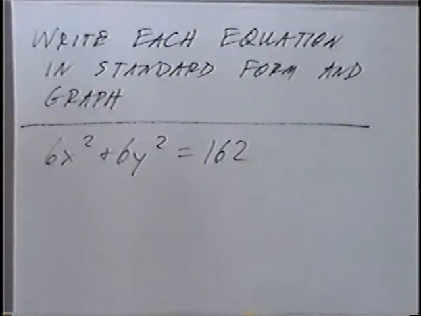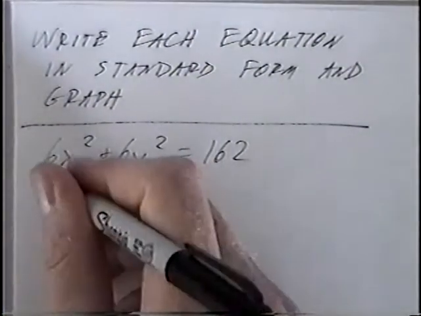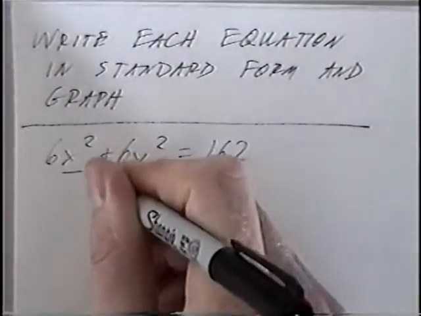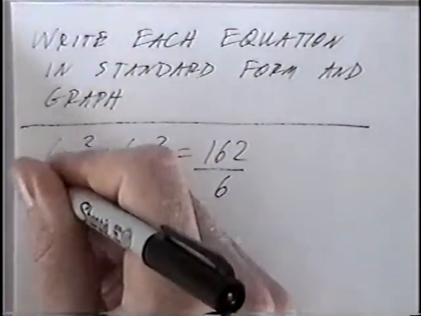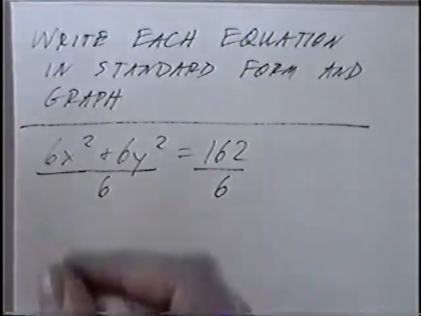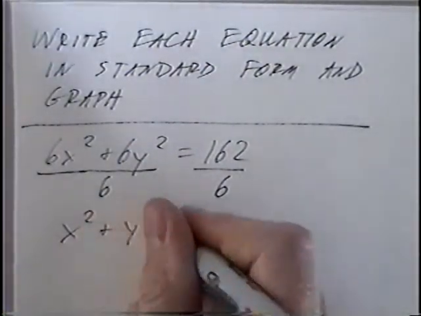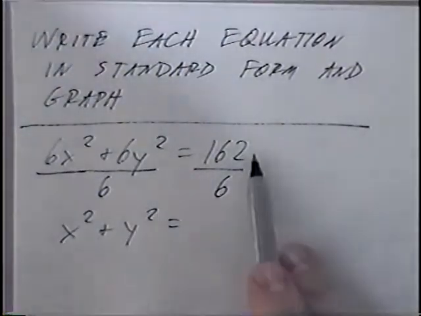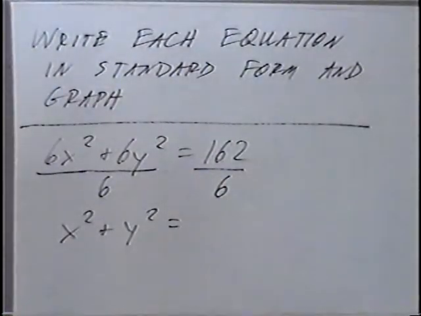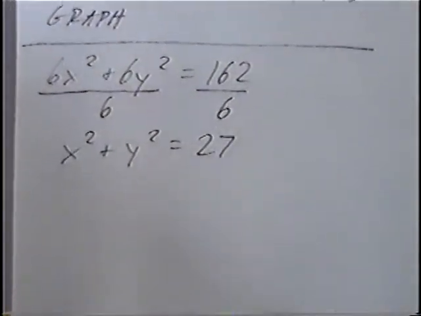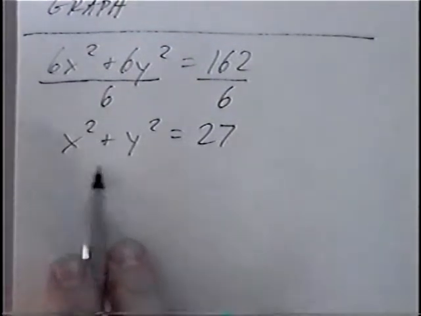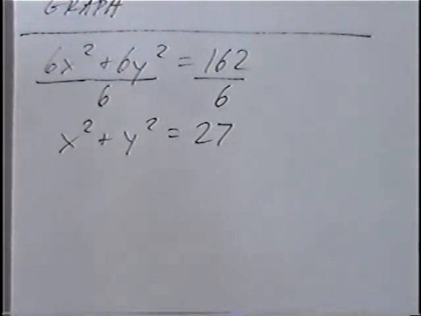To make this in standard form, we have to get rid of the coefficient 6. And what we can do is divide by 6 on both sides. And that'll cancel out the coefficients. So we'll be left with x squared plus y squared, and 162 divided by 6 would be 27. And by dividing by 6, now this is in the standard form for a circle.